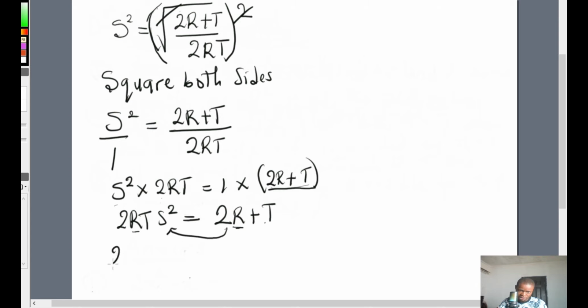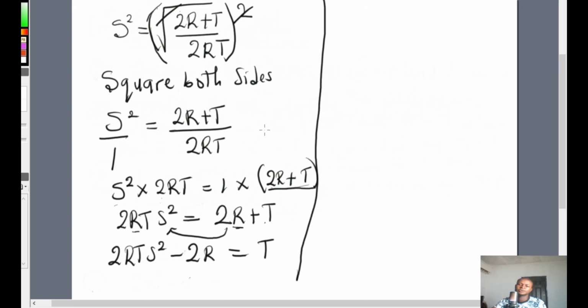So obviously I'm going to have 2rts² − 2r, which is equal to t. Let me do some manipulation here. Now I have r, which is common to both sides, so I can factorize r outside. So I have r into brackets 2ts² − 2, which I close the bracket, which equals t.